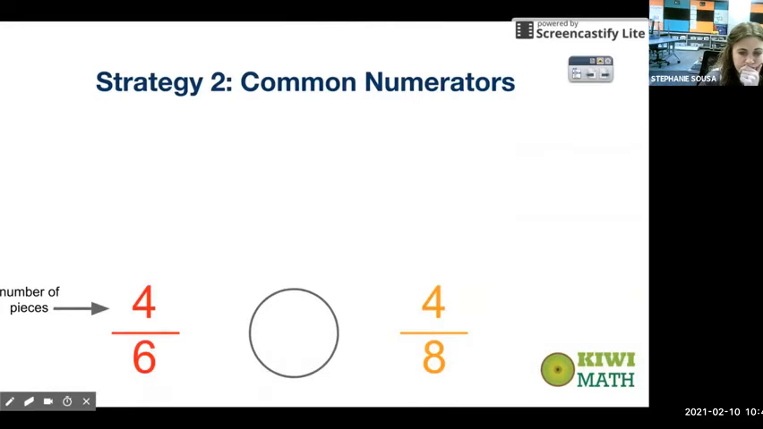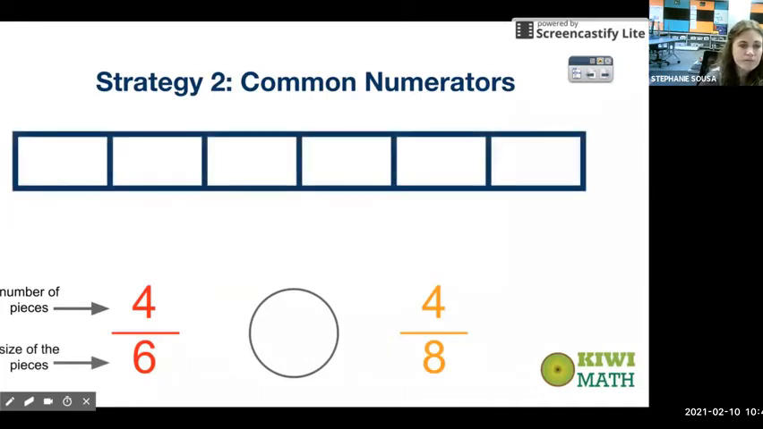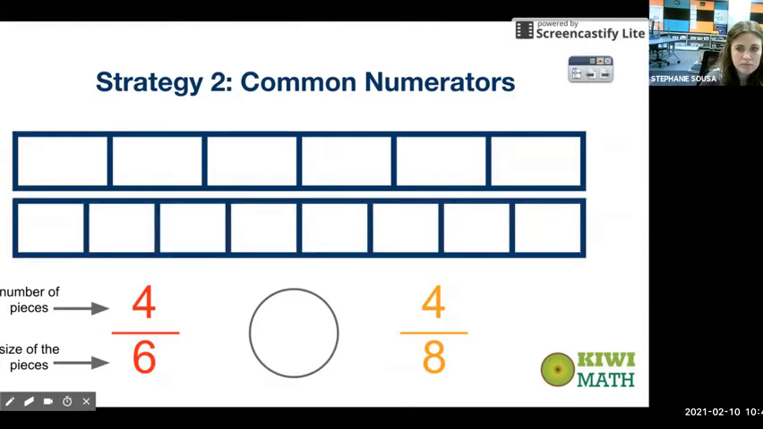And in order to answer that, we have to look at the denominator, which tells us the size of the pieces. So let's just take a look at what 6 would look like. This is our whole, and it's cut into 6 equal pieces. And now we're going to take the same exact size whole, and we're going to cut it into 8 equal pieces. And what you could see is that one piece that's the size of 1/6 is greater than one piece that's the size of 1/8.